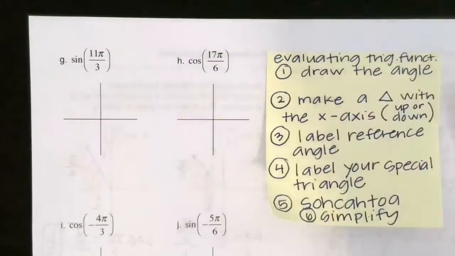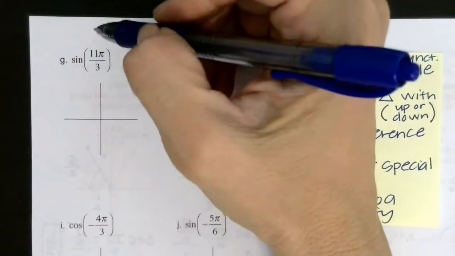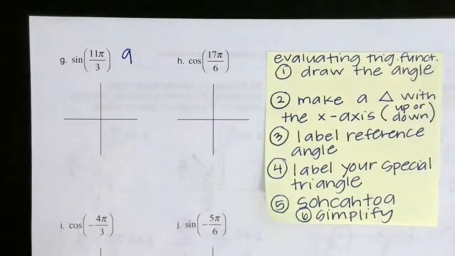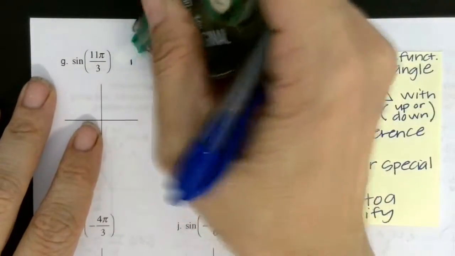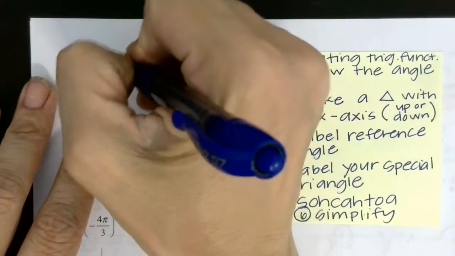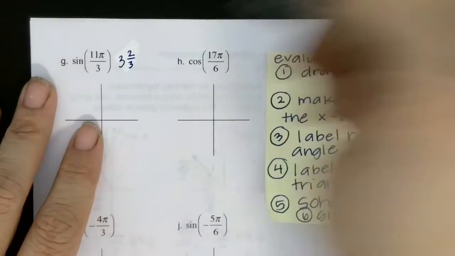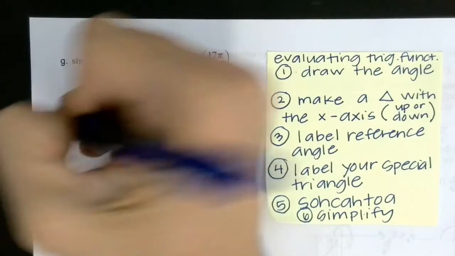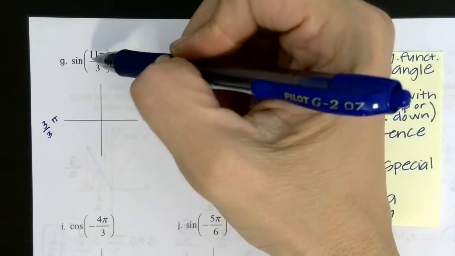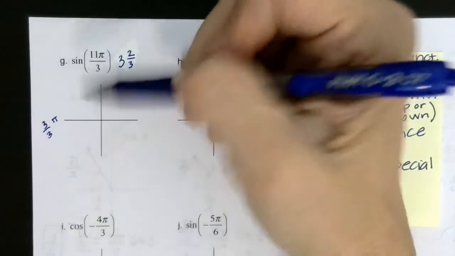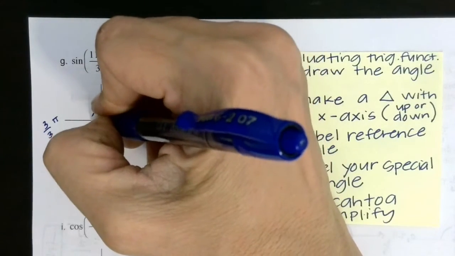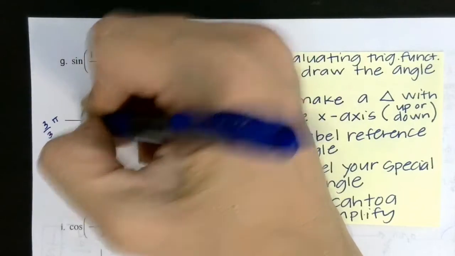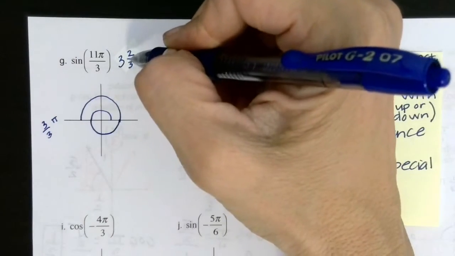Alright, 11 pi over 3. 3, 6, 9, so that is going to be 3 and 2/3. So this is 3 out of 3. That's just 3 out of 3. We need 11 out of 3. So you can either keep doing it that way, or you can go, this is 1 pi, this is 2 pi, this is 3 pi, and then I have 2/3 right there.